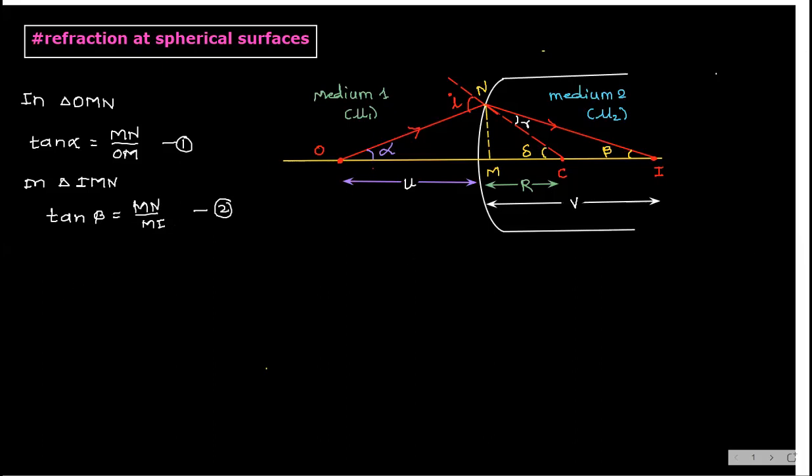Next one. Now which triangle am I taking? Shall I take triangle CMN? In triangle CMN, this smaller one, tan delta is equal to MN by MC, right? Is that correct?